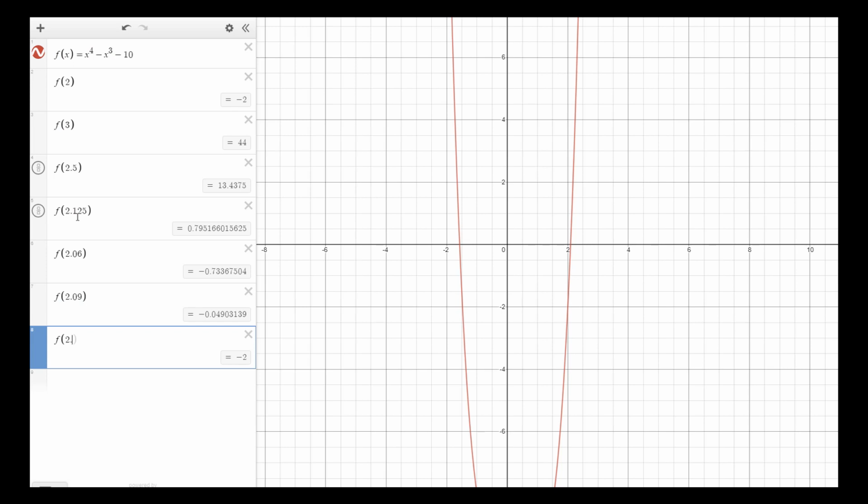And so you could pick maybe 2.10. And you can see that gives you a positive value back. So 2.09 gave you a negative value, 2.10 gave you a positive value, so you know you're somewhere between 2.09 and 2.10. The debate is on which one are you closer to, because that's going to be your answer at the end of the day to two decimal places. So I would pick immediately the middle at 2.095.